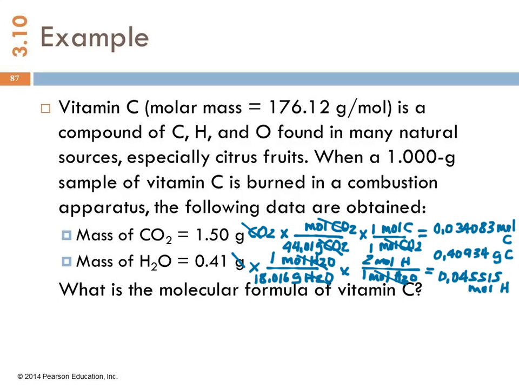To find grams of hydrogen, what would I do? I'd multiply by the molar mass of hydrogen, 1.008. And so that tells me that there are 0.04588 grams of hydrogen. Now, I figured the moles and the grams of each of these so that we don't have to come back to one of them later.